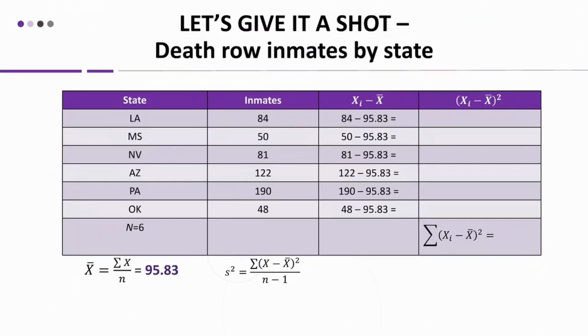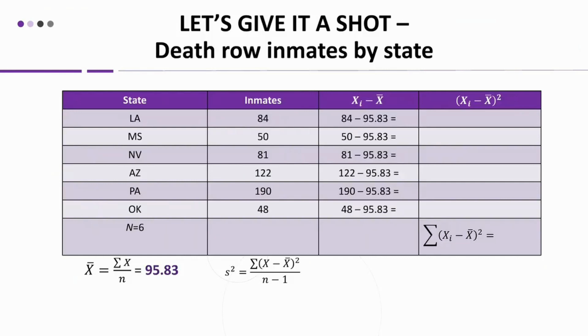So before we get the standard deviation, we would have to get the mean first, which is located at the bottom left. We see sigma x, which is the sum of all the values, so the sum of all the x divided by the n, which is the sample size. So it's the sum of 84, 50, 81, 122, 190, divided by 6 in this case.